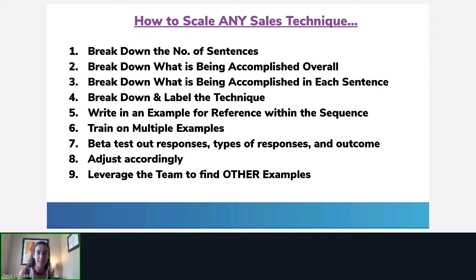So if you wanted to say pattern interrupt, right off in the first email, in the first sentence, you could say you need to do some kind of pattern interrupt here in parentheses, and then give an example, like, did I catch you at the worst possible time, et cetera. But you basically want to write in there a reminder of the type of thing that you're supposed to do in that moment. You want to train on multiple examples, for all the SDR leaders out there, or sales leaders. You want to train on multiple examples of the type of technique.